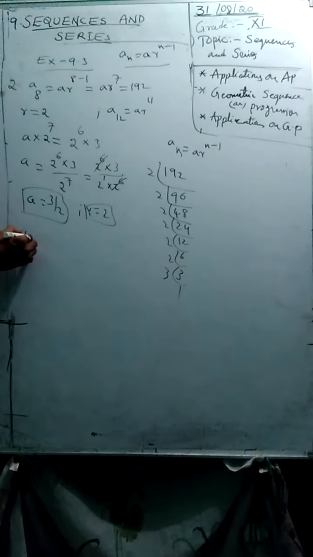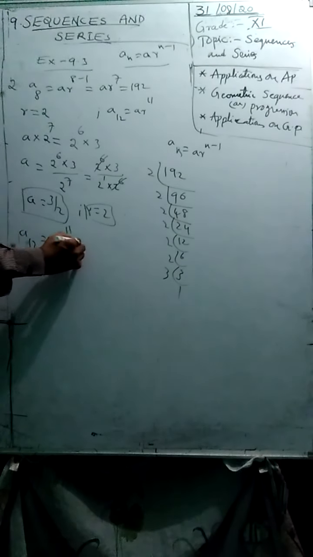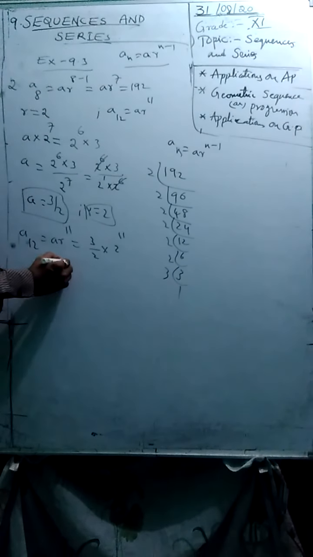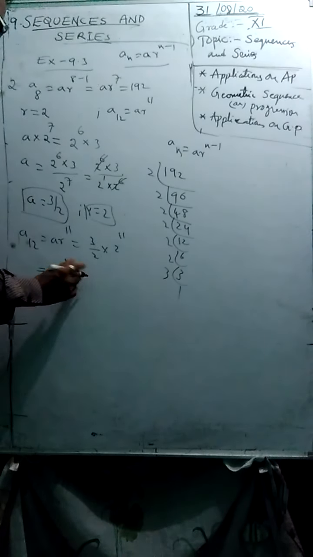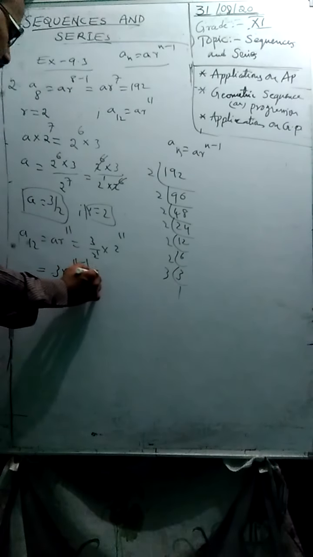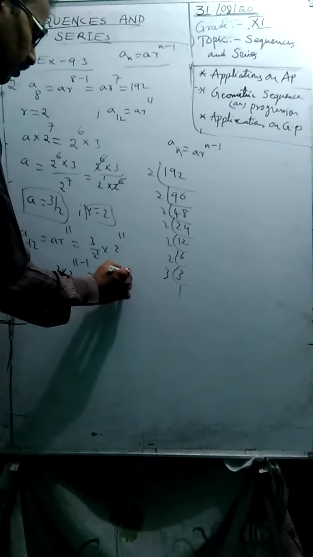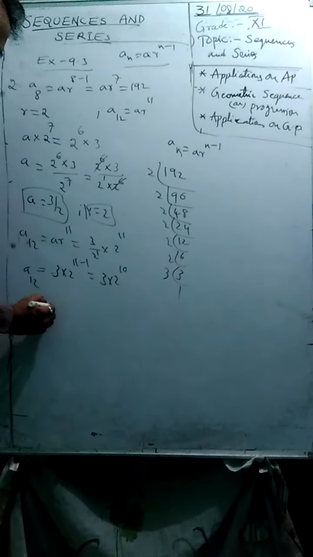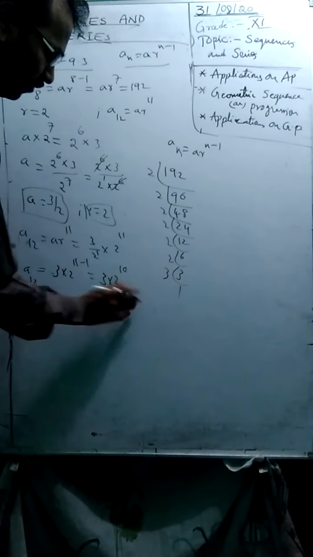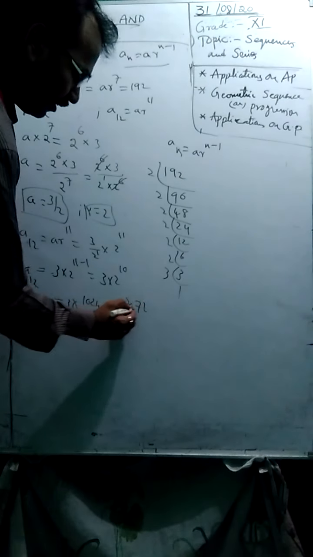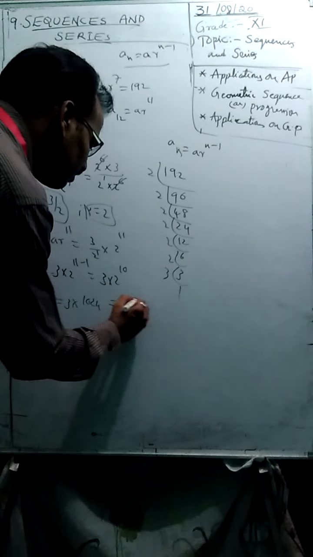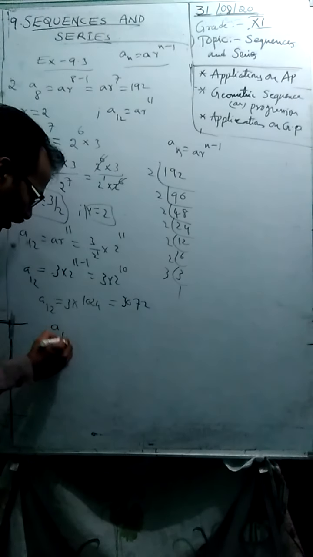We already know the R value. Now we need to find A12, which is A R power 11. A is 3 by 2, and R is 2, whole power 11. That equals, for our convenience, 3 into 2 power 11 minus 1, using the a power m by a power n formula, so 2 power 10. A12 equals 3 into 2 power 10, which is 1024. If you multiply, we get 3072. So A12 is 3072.